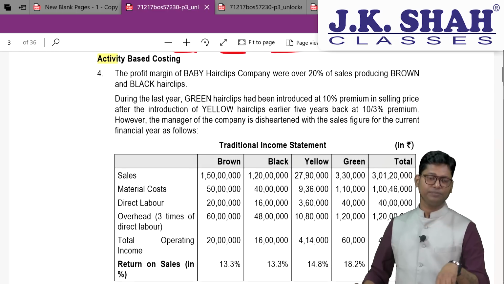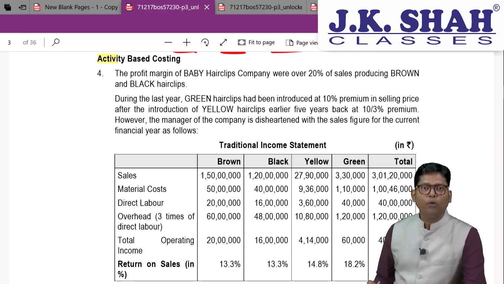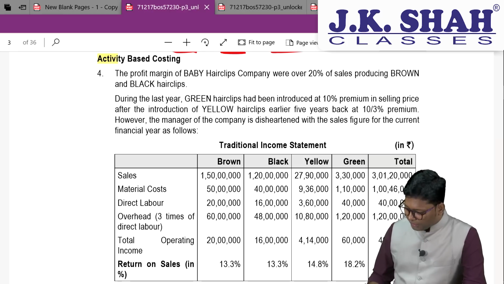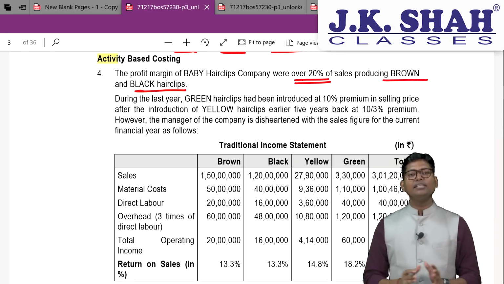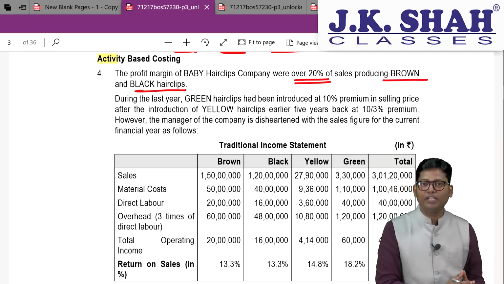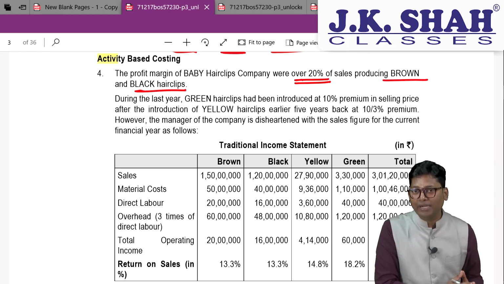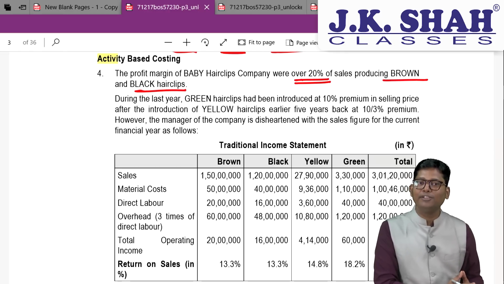Again, a huge calculation. The profit margin of the baby hair clips company was over 20% of sales, producing brown and black hair clips. This company is producing two types of product, brown hair clips and black hair clips, and they recover profit at the rate of 20% on sales. During last year, green hair clips were introduced at a 10% premium in selling price, after the introduction of yellow hair clips 5 years back at a premium. However, the manager of the company is disheartened with the sales figures for the current financial year as follows.